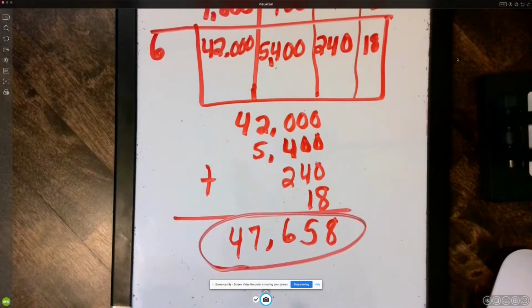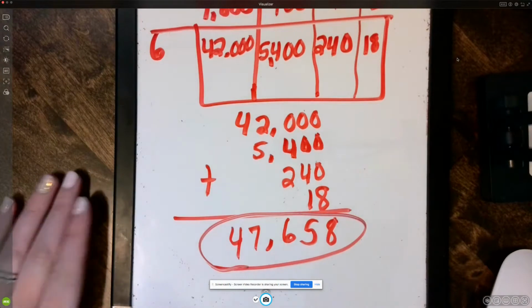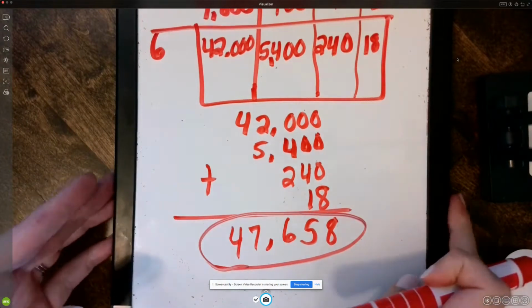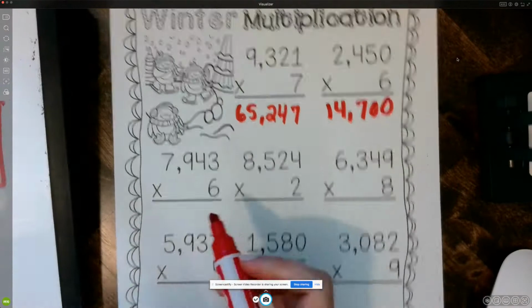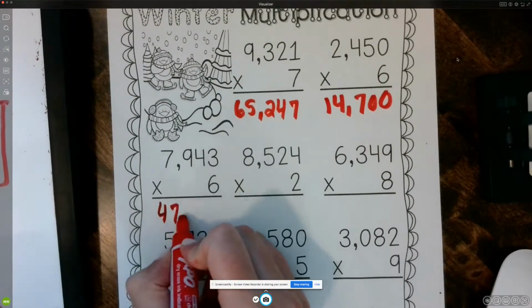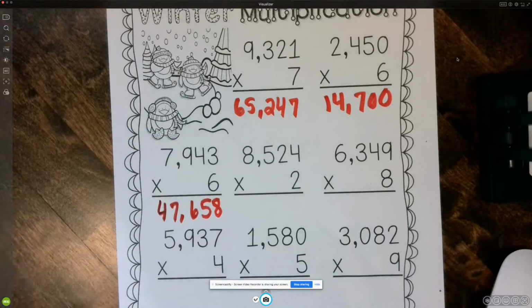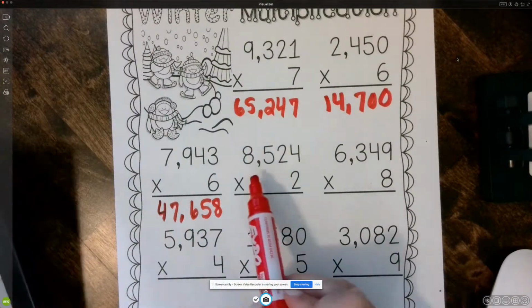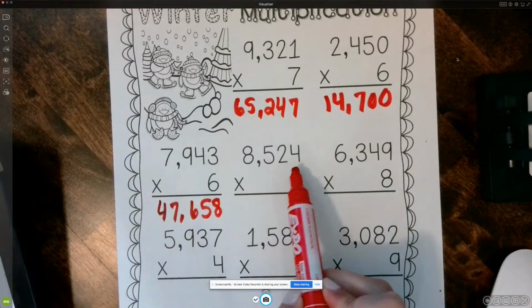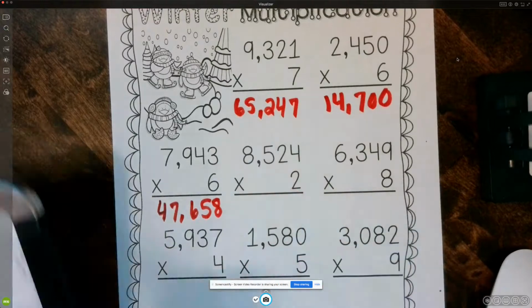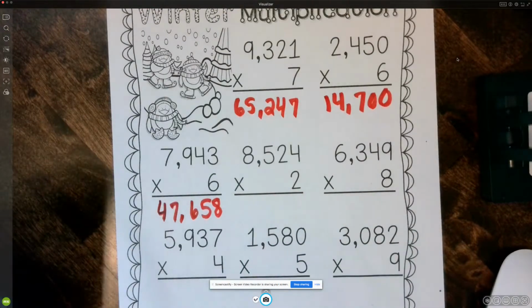So 7,943 times 6 is 47,658. Put that on my sheet. 47,658. Okay. I think we'll have time for one more. So let's do 8,524 times 2. Write my problem at the top of my board.